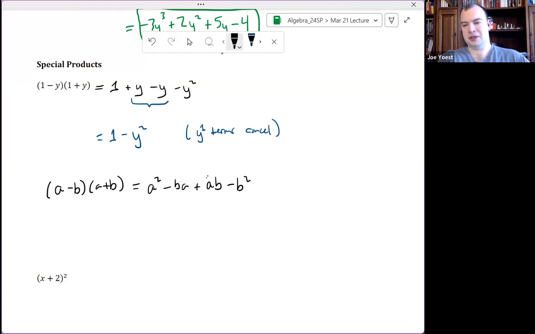Remember, ab is the same thing as b times a. So the minus ba and the plus ab, those are like terms. We have the same variables, a and b, to the same powers. Both of them are to the first power. So these middle terms cancel out.